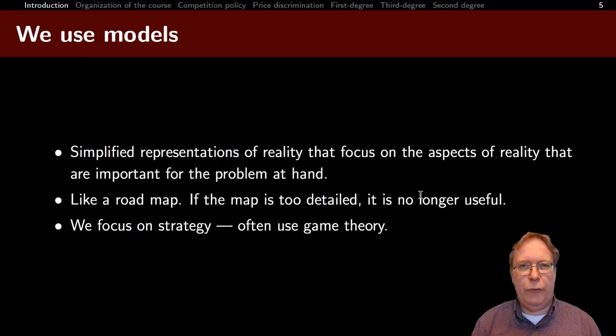And also following up on Micro 1, to do that, we use models. Models are simply simplified representations of reality that focus on the aspects of reality that are important for the problem at hand. So we will often assume away anything that is not relevant for our problem. You can think of this like a road map. If you want to go somewhere and you use Google Maps or whatever, that map is highly stylized, because if it is too detailed, if it has all the details of all the buildings along the way, then the map is no longer useful.